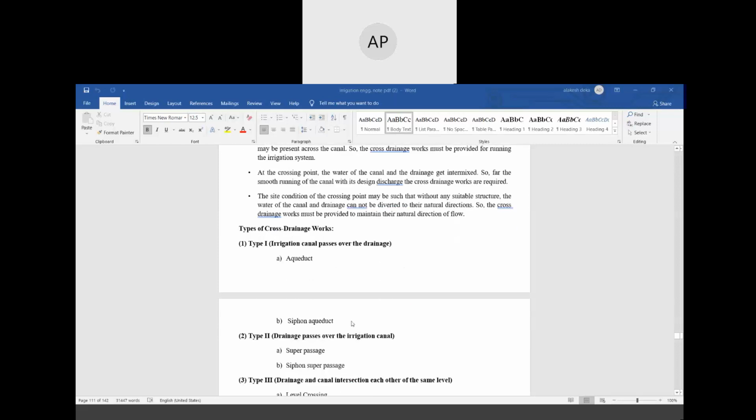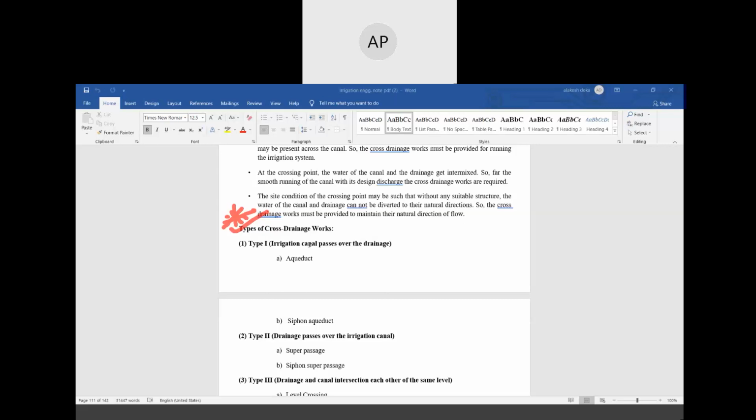And the types of cross drainage works in a canal. This is very, very important. If you are going to give any competitive exams, then the optional questions you will get will be based on these cross drainage works. Okay.